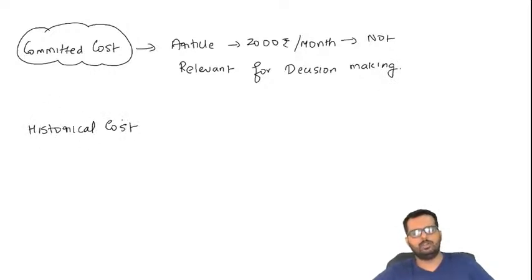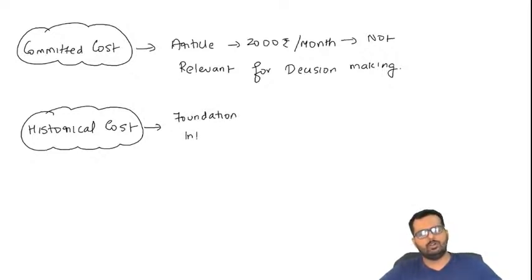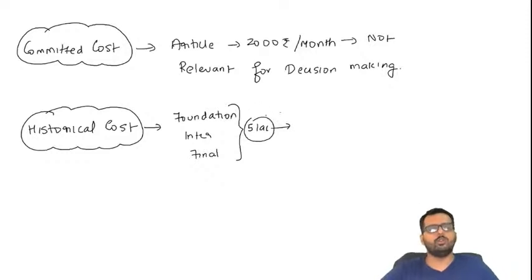Historical cost. This also I believe we have learned. Okay, friends, historical cost is not relevant for decision making. I will give an example to you. You all have done your foundation course. You have done your intern. You have done your final. All together, suppose you have spent 5 lakhs so far. After doing this finally, you have qualified. You have become a CA. Once you become a CA, you are looking for a job.